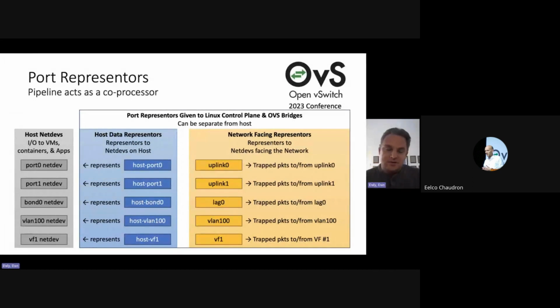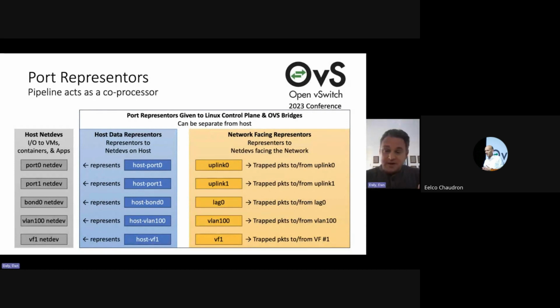So if you can think of it as putting a bump in the wire in between the net devs on the host and the network, there's a doubling that happens where we want to move the networking that's on the host. We want to move it either to a different place on the host or maybe onto a different system altogether. And that causes this doubling where we have to have two sets of representers. And that will also be reflected in our OVS bridge configuration.